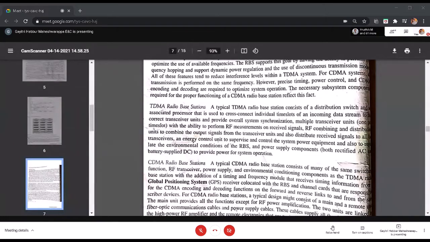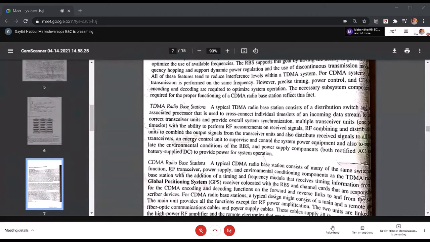That is the only difference, the data transfer over the air interface from mobile to radio base station. The remaining things are same. So in TDMA, radio base stations consist of a distribution switch and associated processor used to cross connect the individual time slots of an incoming data stream to the correct transceiver units and provide overall system synchronization.